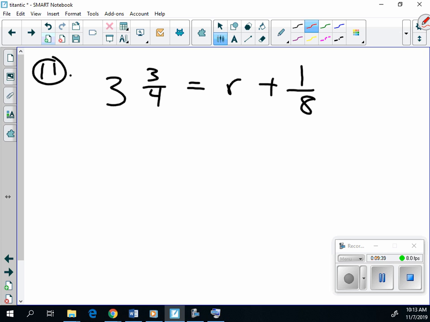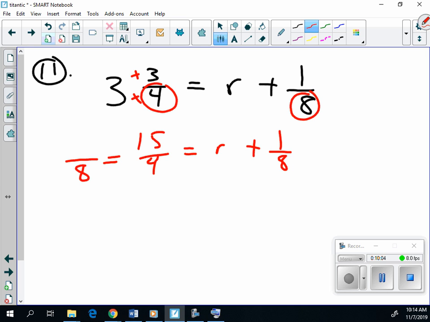All right, I'm back. Here's my first step. I want to rewrite this whole problem so we have a common denominator of 8, because we don't have a common denominator right now. So I'm going to go 3 times 4 is 12, plus 3 is 15. So 15/4 equals r plus 1/8. So I'm writing it out, and I'm going to change this to eighths, right? 4 times 2 is 8, so 15 times 2 is 30. So now I have 30/8 equals r plus 1/8.